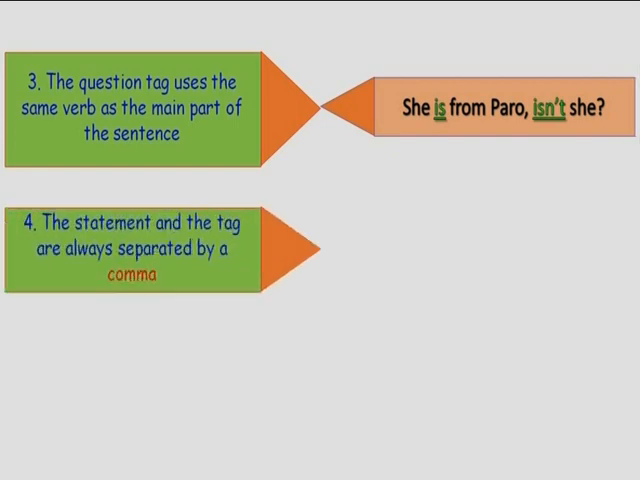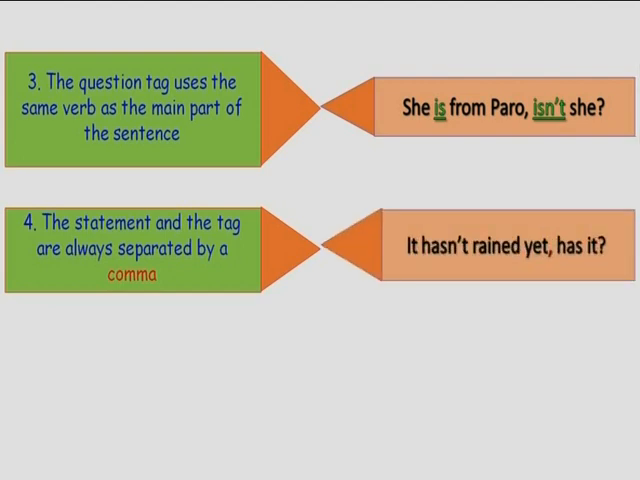Similarly, we have rule number 4. The statement and the tag are always separated by a comma. By a comma, you know, comma? Okay. See here. It hasn't rained yet. Can you see a comma? Has it? See? The statement and the question tag is separated by a comma. Did I make it clear, all of you? Okay.